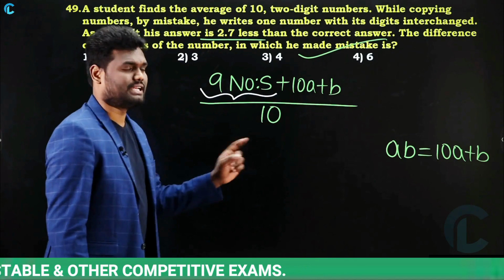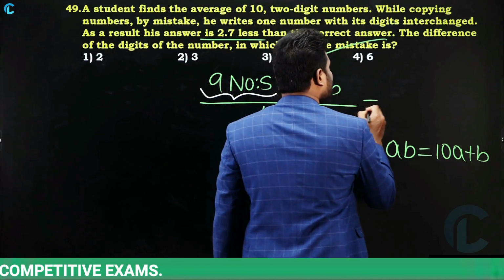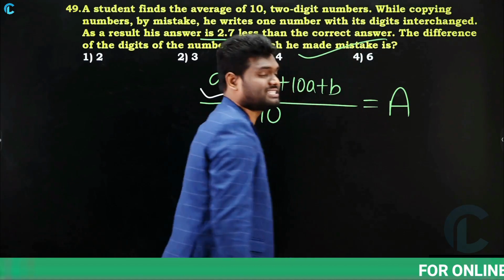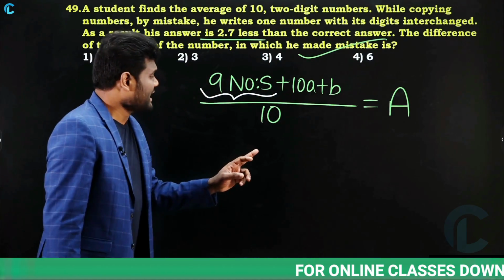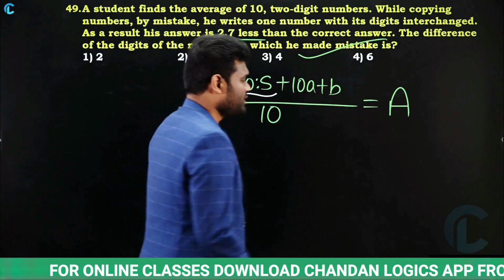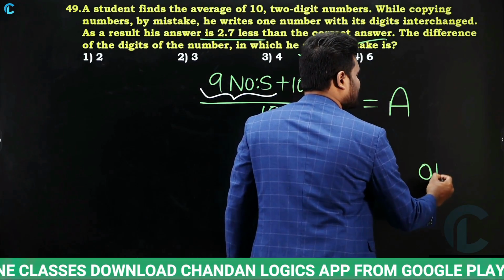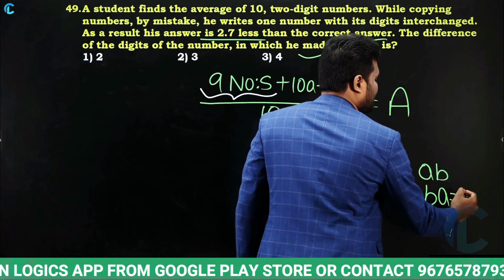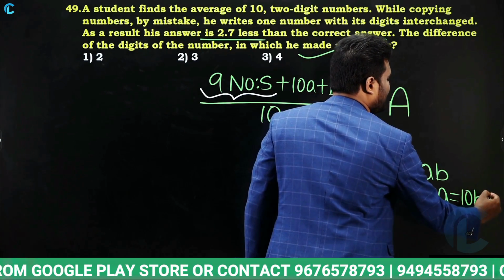Total you have 10 numbers, divide by 10. Now what is the average of all these numbers? We do not know what the average is. Let us assume the average as A. Now what happens if this number's digits are interchanged, which means AB is written as BA? If AB is written as BA, then BA can be written as 10B plus A.